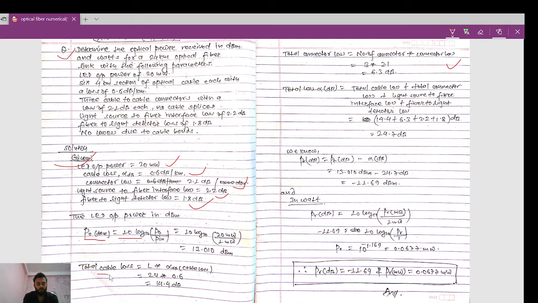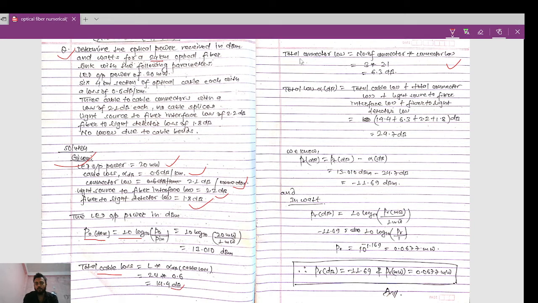To calculate the total cable loss we have length into alpha dB, the cable loss. Here L equals 24 kilometer as given in the question, and the cable loss is given as 0.6 dB per kilometer. If you multiply 24 into 0.6 we get 14.4 dB. So the cable loss is 14.4 dB.